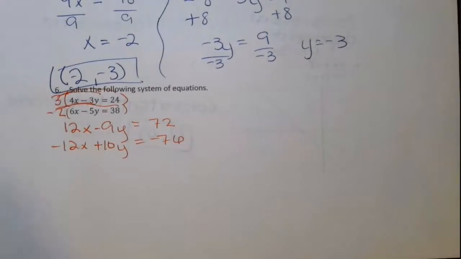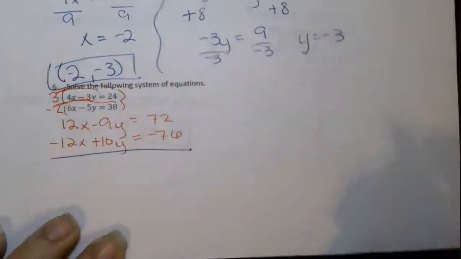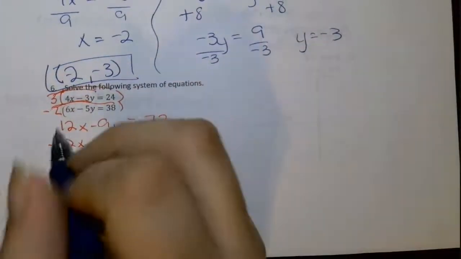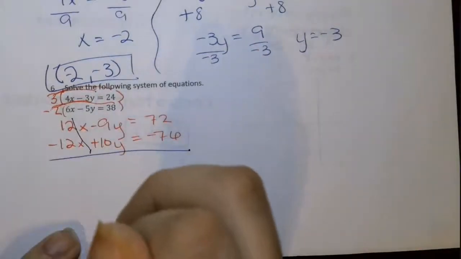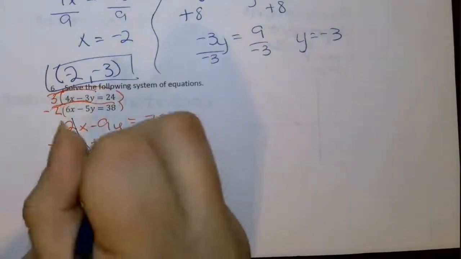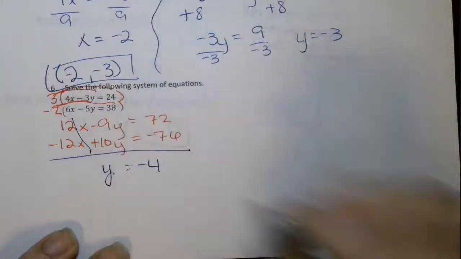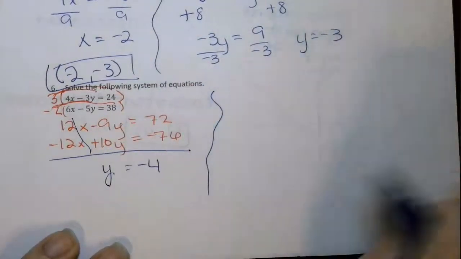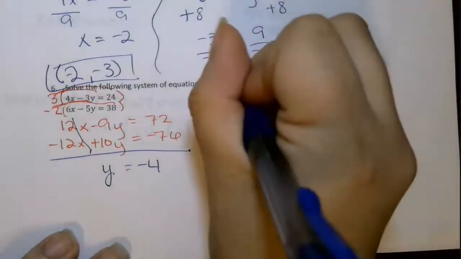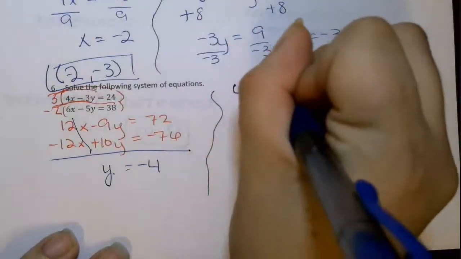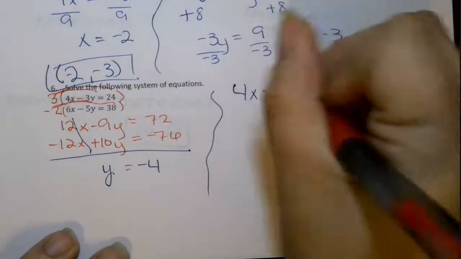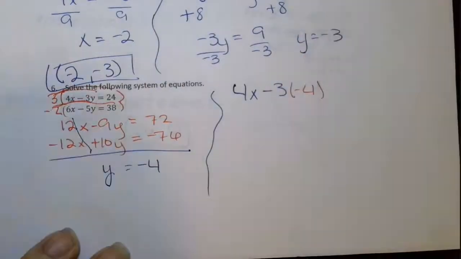Then I want to go ahead and combine these two. I'm going to add straight down. The 12x's cancel out. Negative 9y plus 10y equals y. 72 minus 76 gives me negative 4. I have my y already, so I get to go back and plug in. I'm going to pick the first equation because they both look equally as difficult to plug in.